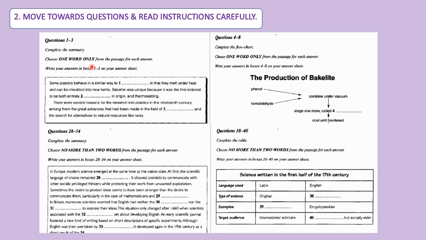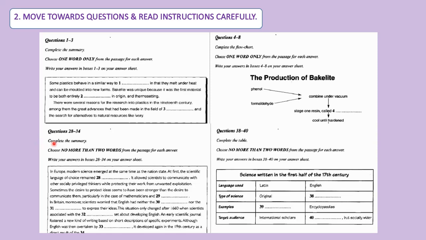It means that I cannot write two words, right? When it says choose one word only, that means I have to select only one word from the passage to write here. If I select two words, those two words will be cancelled. Even if I select two words having one right word, those two words will be cancelled. So all in all, I have to follow these instructions religiously, and I have to write exactly what they are saying. Let's read out another instruction.